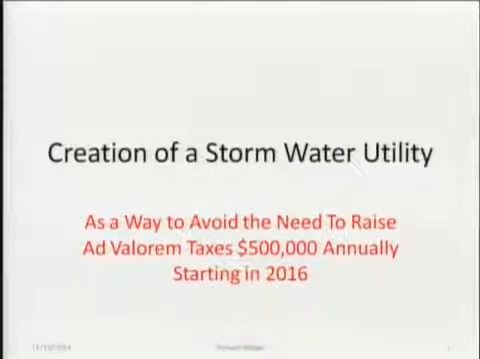I think a lot of you know that a lot of my life has been spent in manufacturing plants, and I'm always concerned with deferred maintenance, as I talked about at the last budget on roads. Anyway, we have another creature of that ilk here, and that's our stormwater system. It is a problem. I see the creation of a stormwater utility as a way to avoid the need to raise ad valorem taxes $500,000 annually starting in 2016. This presentation is going to take about 15 minutes probably, but I'll work through it.